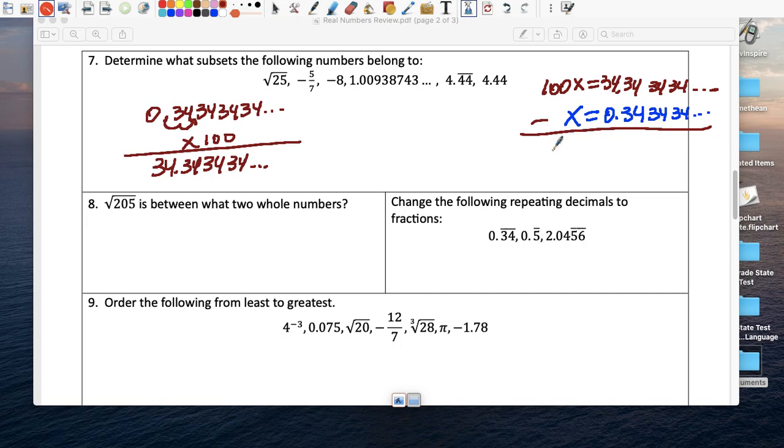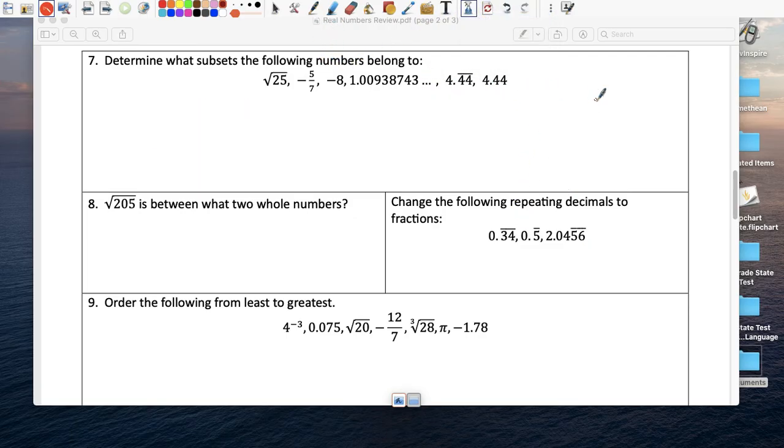100x minus x is 99x. On this side, what is going to happen to our repeating part? Everything to the right of the decimal: 4 minus 4 is 0, 3 minus 3 is 0. Right? It's going to be 0. And 34 minus 0 is just 34. Divide both sides by 99. x equals 34 over 99. Take that in your calculator and divide. You can see that we did it correctly.